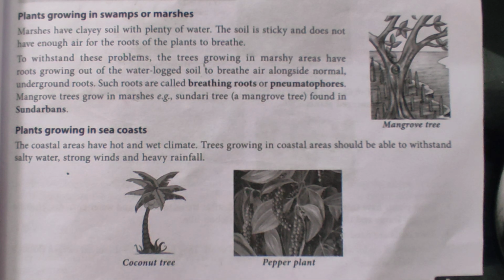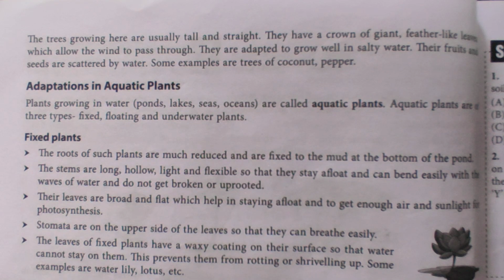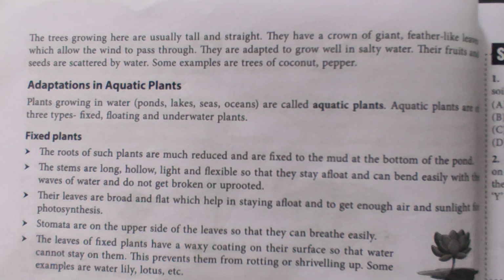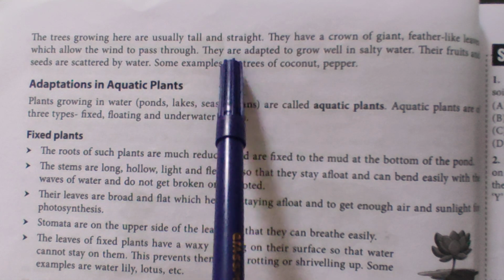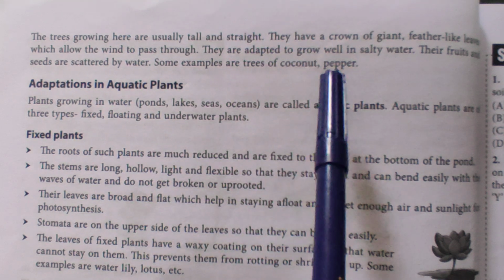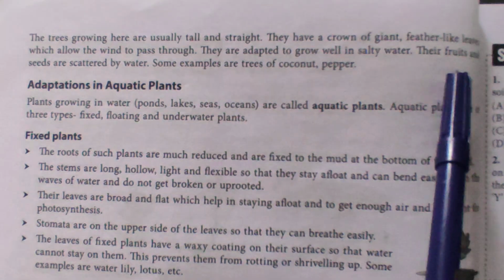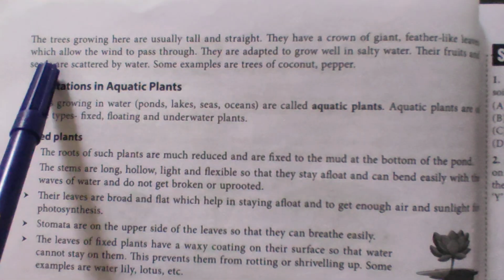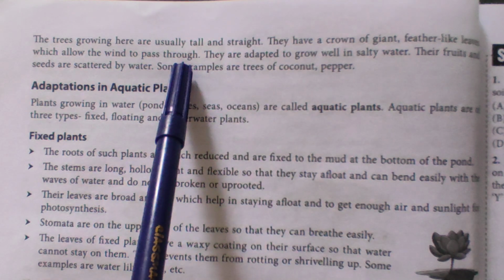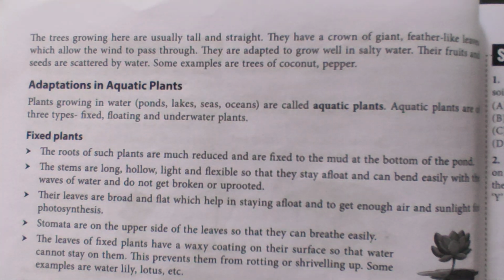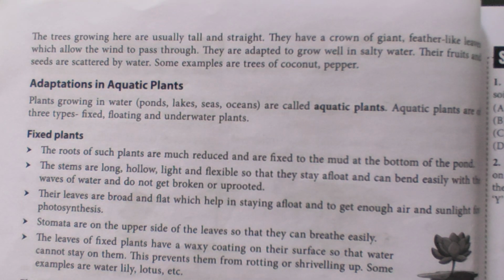These are examples: coconut tree, pepper plant. Now see, the trees growing here are usually tall and straight. They have a crown of giant feather-like leaves, which allow the wind to pass through. So have you seen a coconut tree? How its top is just like a crown.